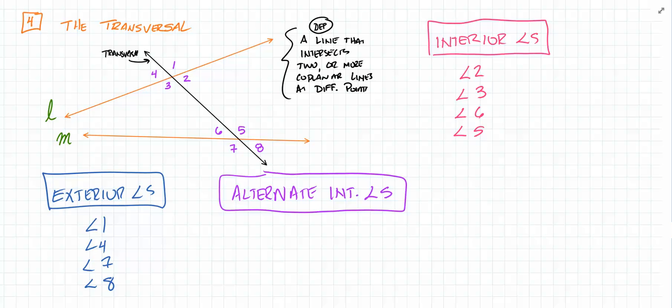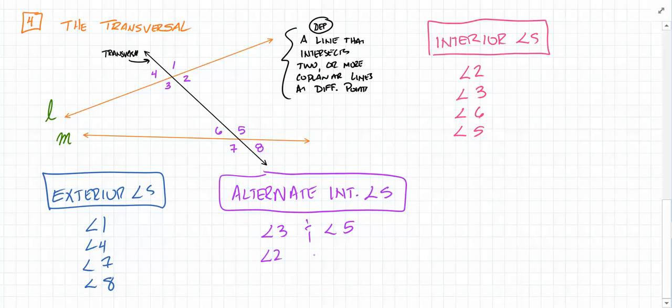So the ones that are across from each other? Across from each other. Like what? Can you give me an example? 3 and 5. Yeah, they're across what? They're across the transversal. So they're alternate the transversal. Does that make sense? And they're inside L and M. So there's a couple of pairs. Angle 3 and angle 5, those are alternate interior angles. Is 2 and 6 also? And 2 and 6 are also. Angle 2 and angle 6.